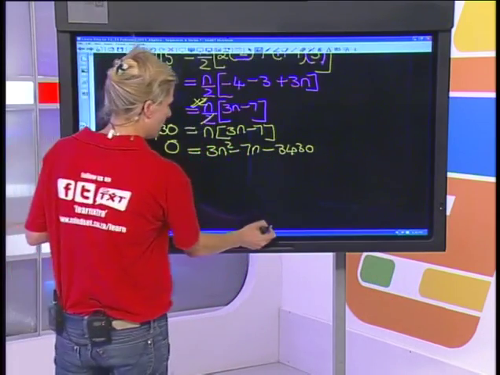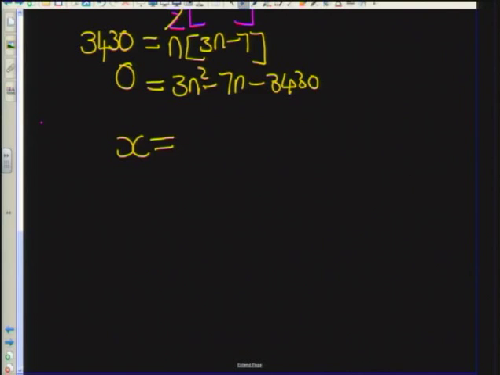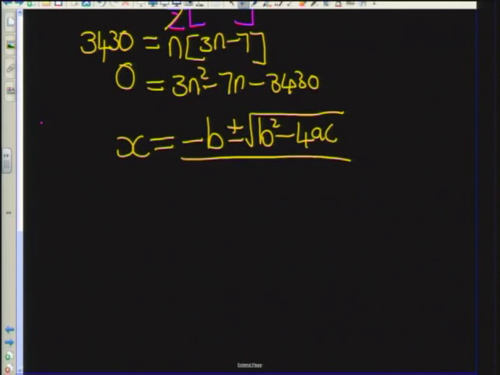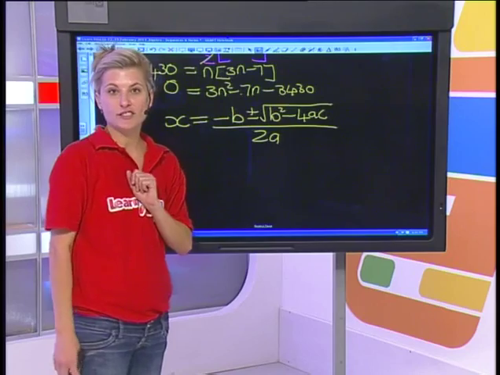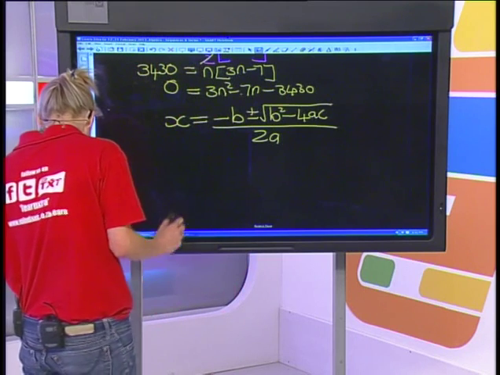So just to write down the quadratic formula, at least in case you've forgotten, x, or in this case it will be n, is equal to minus b plus or minus the square root of b squared minus 4ac, everything divided by 2a. So remember that a will be the coefficient of n squared, so that's 3. B will be the coefficient of n, so that's minus 7. And c will be the constant term. And don't forget the signs. It's minus 3,430.